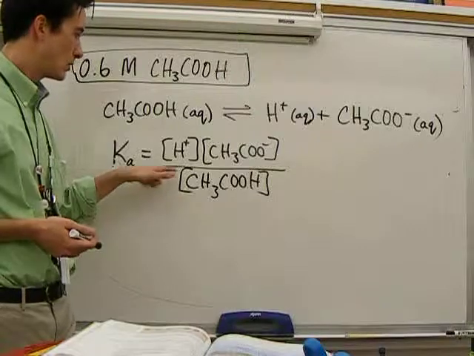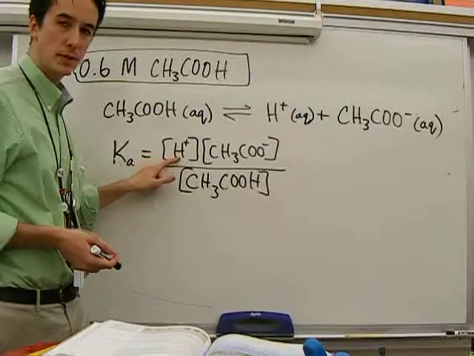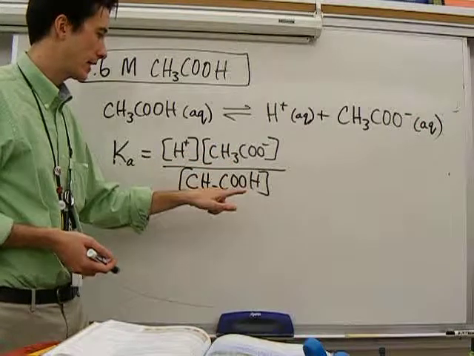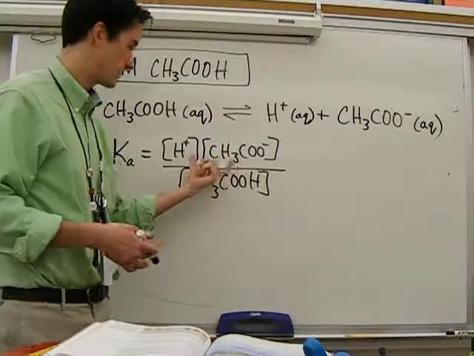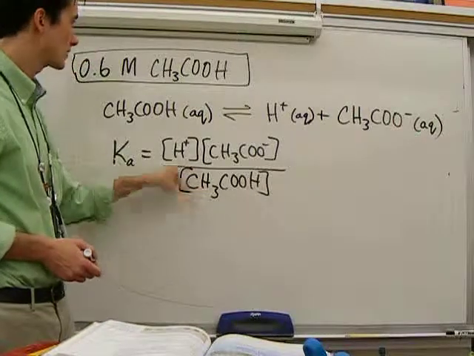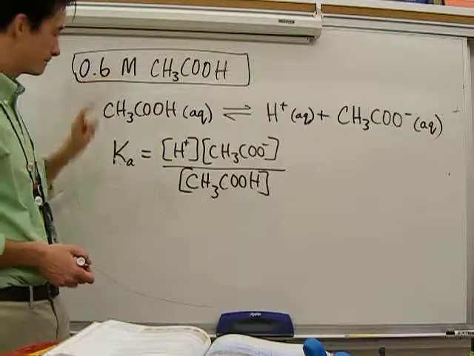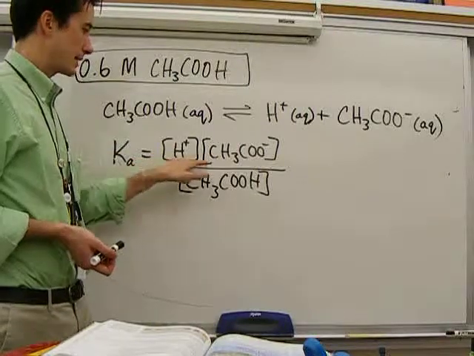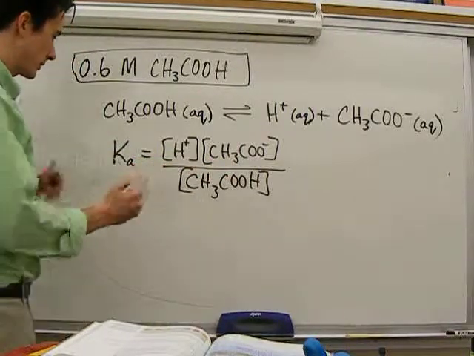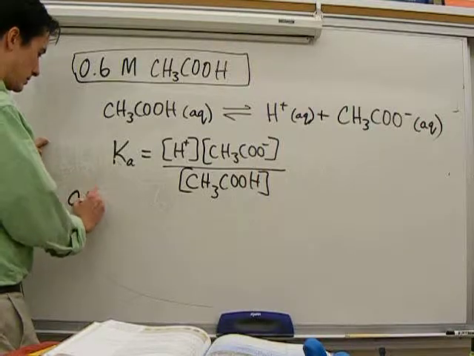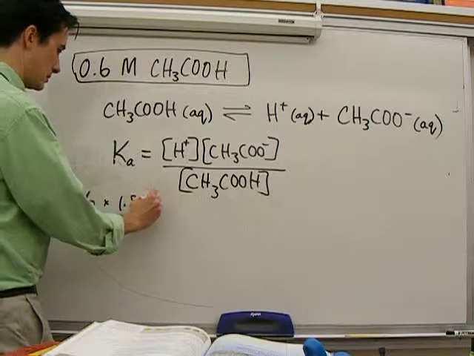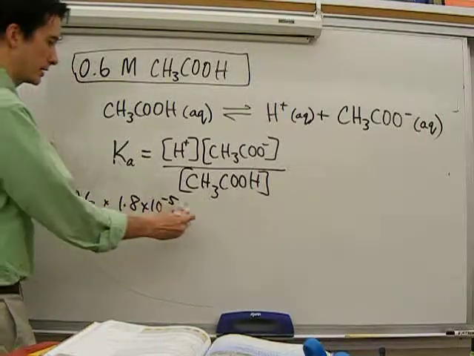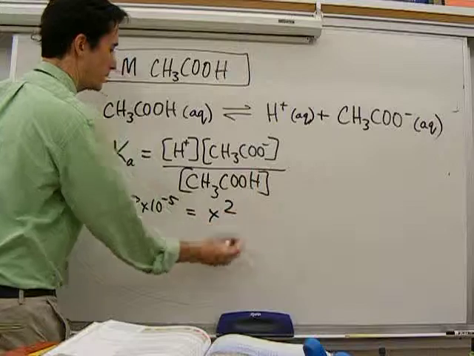So whatever the concentration of H+ is, that's going to be the same as the concentration of acetate, and that should be fair. That is going to be small enough that it's going to be okay. So we know this. We're going to take it as 0.6 molar, and we know this. It's 1.8 times 10 to the -5th. That's X. That's X. So we can rearrange, and this is 0.6 times 1.8 times 10 to the -5th equals X squared.